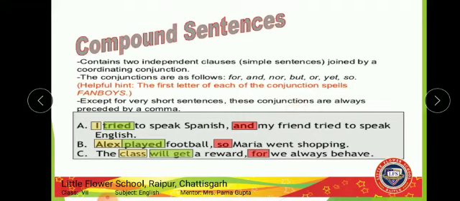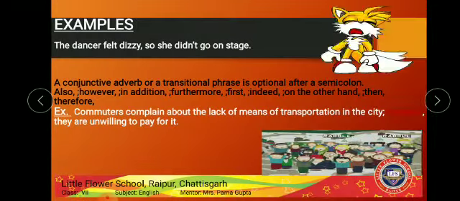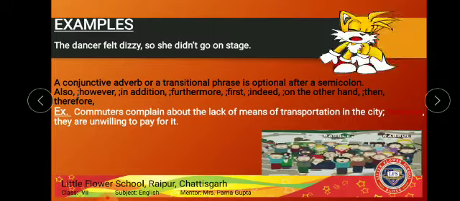For example, you will find here, the dancer felt dizzy, so she didn't go on stage.